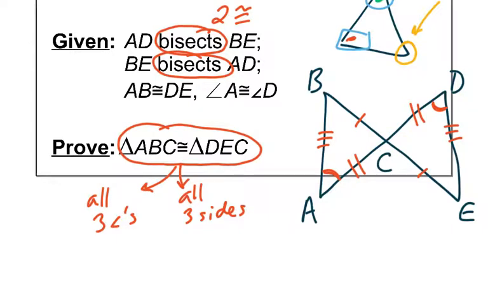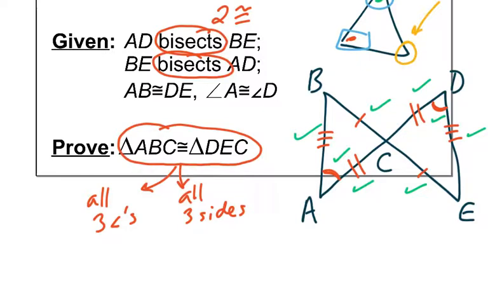Well, look what you've got so far. Let's just look at the sides. You have 1 pair shown congruent. You have another pair shown congruent. You have 3 pairs shown congruent. Yay, the sides are done. Now we have to do all the angles. Well, you were given angle A and angle D.